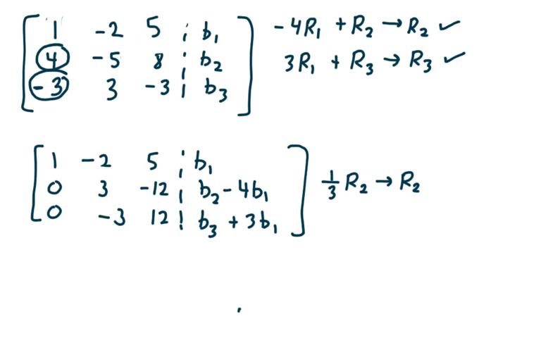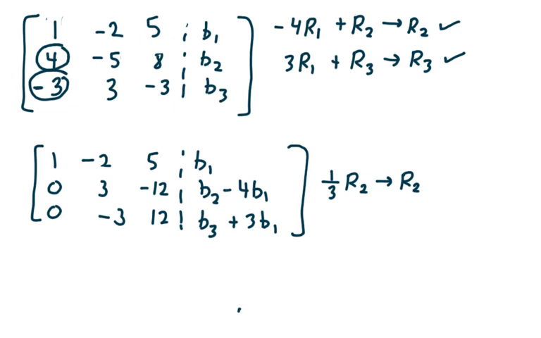Now, row 1 doesn't change at all. So my new matrix will become 1, negative 2, 5, b1. Then 0, 3, negative 12, b2 minus 4b1. And then the third row is 0, negative 3, 12, and then b3 plus 3b1.